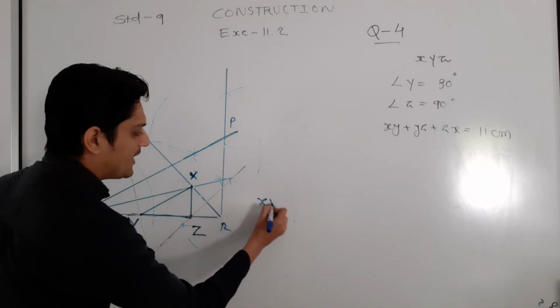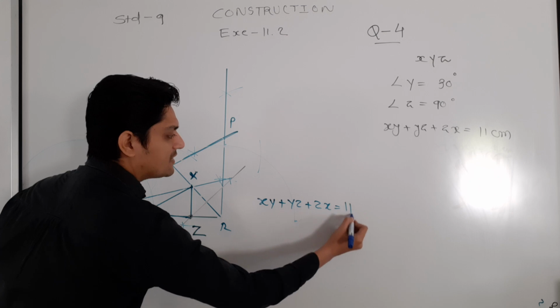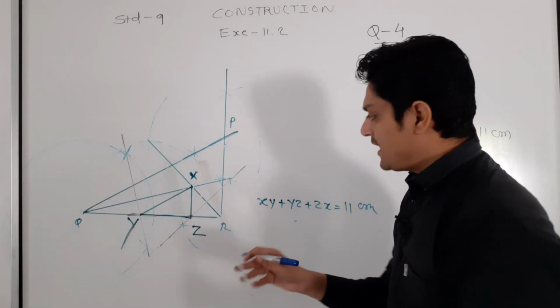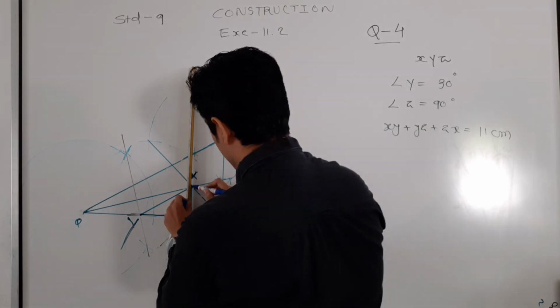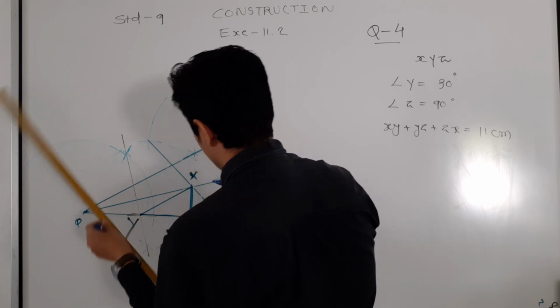And if you add XY plus YZ plus ZX, then you will get 11 centimeter now. See, I have highlighted this triangle again. Let me make it bold. Okay, this is your required triangle.